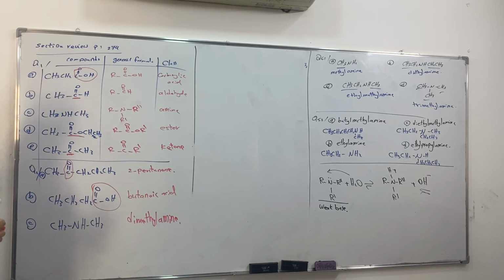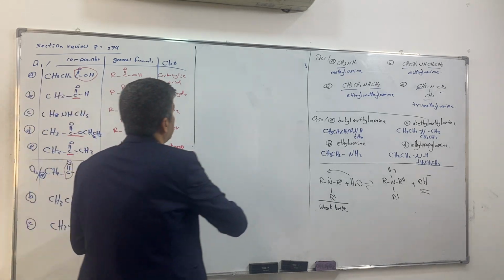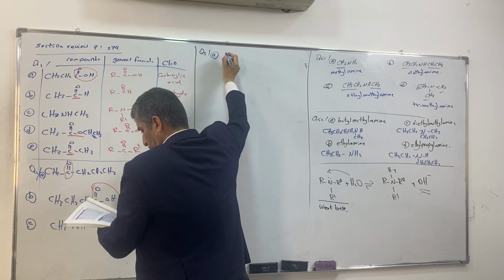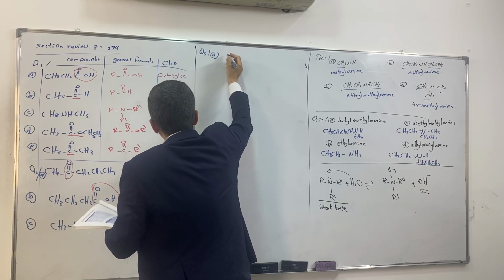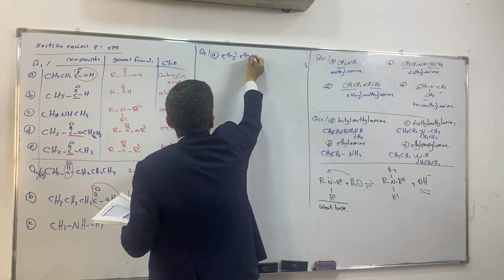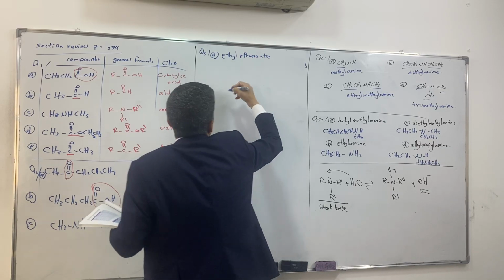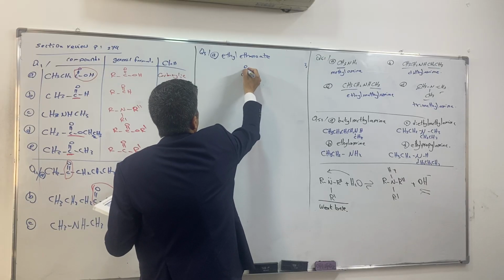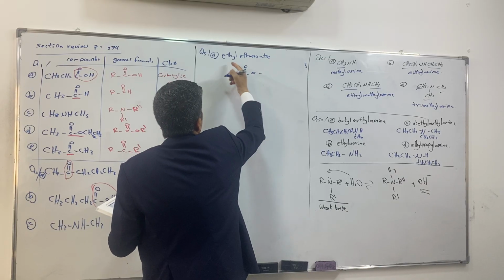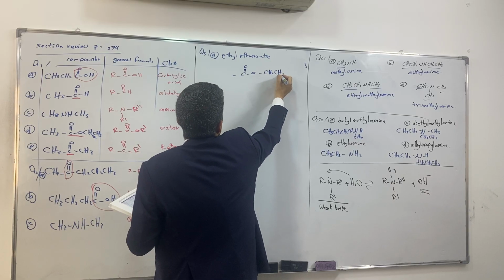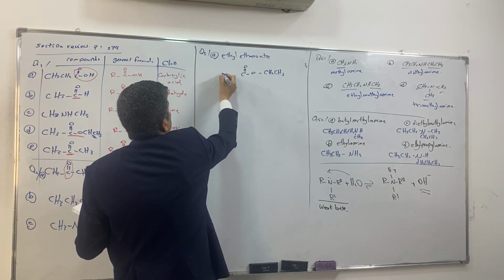Yes. Another question: we will try to draw the structure. A, we have ethyl ethanoate. You know, ethanoate means we have an ester. Ester contains a carboxyl group between two alkyl groups. We have ethyl here on the right hand, and ethanoate has 2 carbon atoms, 1, 2.